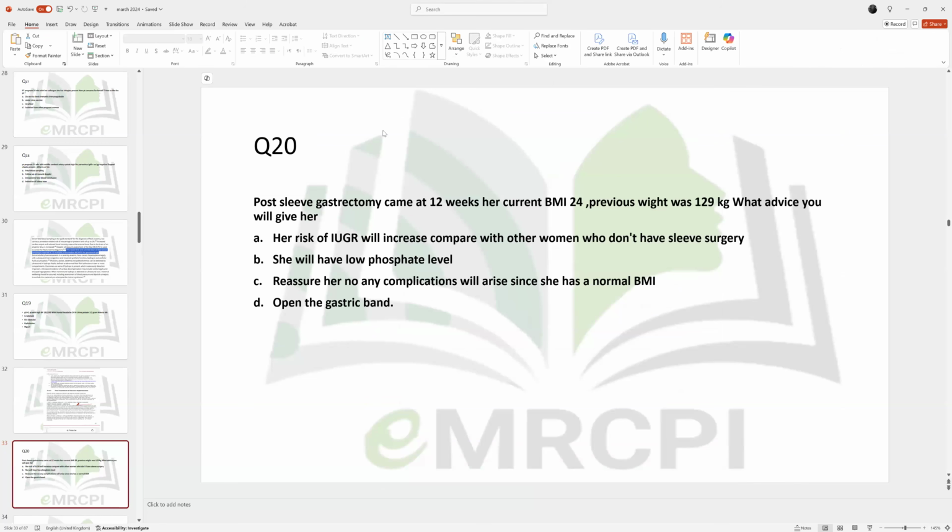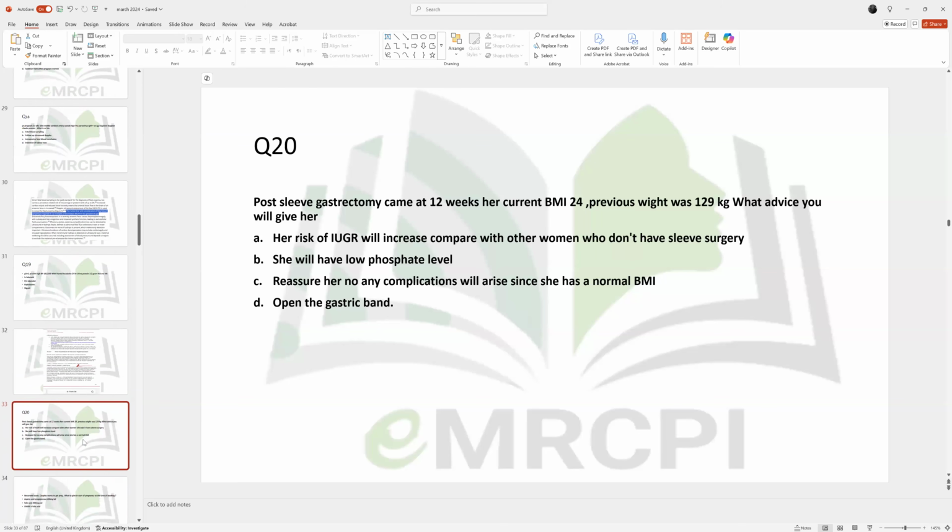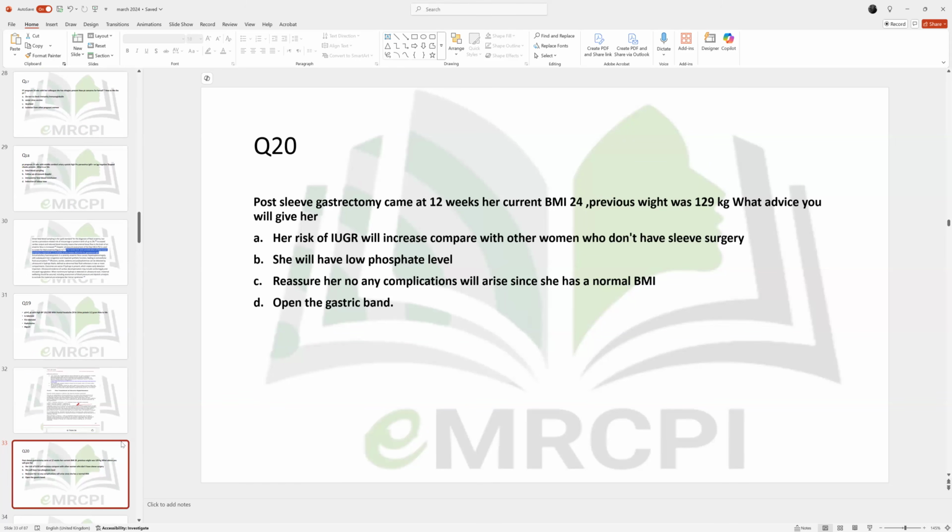A patient with post-sleeve gastrectomy. This is our last question today, and next session we are going to continue. Okay, my friends, so we will stop at 20. Post-sleeve gastrectomy, came at 12 weeks. Her current BMI is only 24. Previous weight was 129. What advice will you give her regarding this pregnancy? She was asking about the risk of the pregnancy.